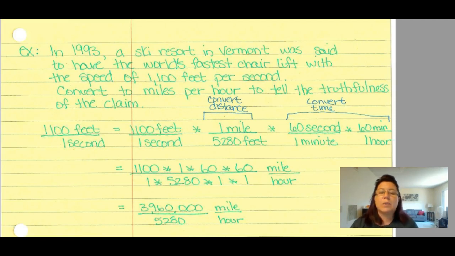In 1993, a ski resort in Vermont was said to have the world's fastest chairlift with the speed of 1,100 feet per second. Well, let's convert to miles per hour because we do have some sense of what 60 miles per hour feels like. Let's translate the feet per second to miles per hour.